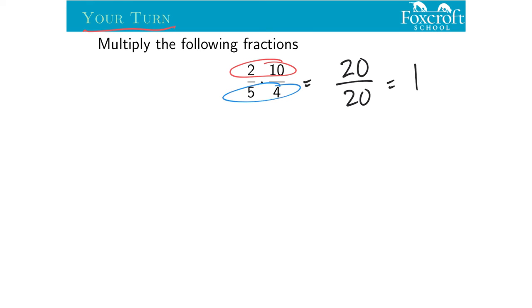And here's my solution. All right, 2 times 10 is 20. 5 times 4 is also 20. So you get 20 over 20. And whenever you have a number over itself, they cancel out and you just get 1. So the final answer for this one is just 1.